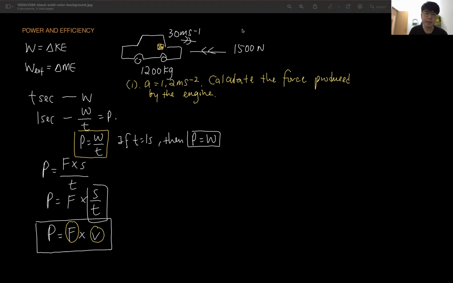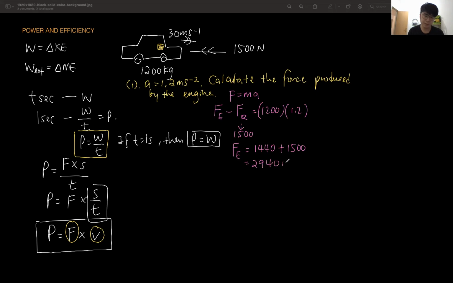Okay, first we get the net force. So we have F equals ma, Newton's second law. The net force is equal to the engine force, which should be larger, minus the resistive force, Fr, equals ma. So 1200 times 1.2, which is 1440, and the resistive force is 1500. So we can calculate the engine force: Fe equals 1440 plus 1500, which equals 2940 Newton. This force is the force produced by the engine to propel it forward.